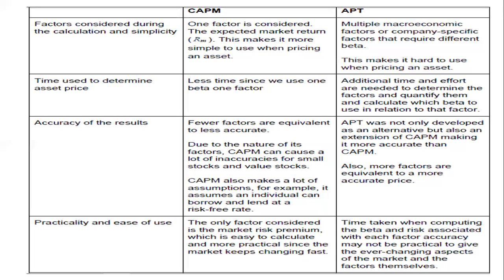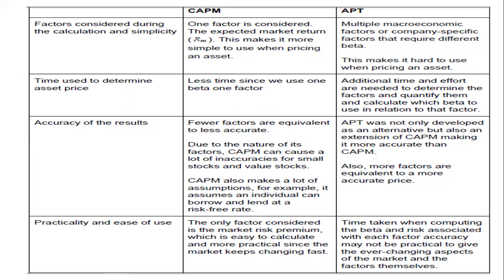Now coming to the difference between CAPM and APT. First, the factors considered during the calculation, and simplicity. In CAPM, one factor is considered, the expected market return, that is RM. This makes it simpler to use when pricing an asset. But when it comes to APT, we take multiple macroeconomic factors that we have seen in the theory, or company-specific factors that require different betas. So this makes it hard to use when pricing an asset. But CAPM is very easy to calculate.